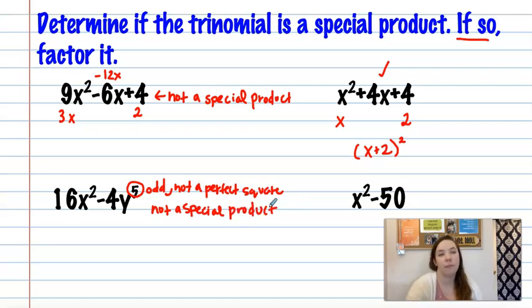And that's really only going to be for today's assignment. If it wasn't a special product, normally we would just factor it using one of our other methods we've talked about previously that sometimes take a couple more steps.